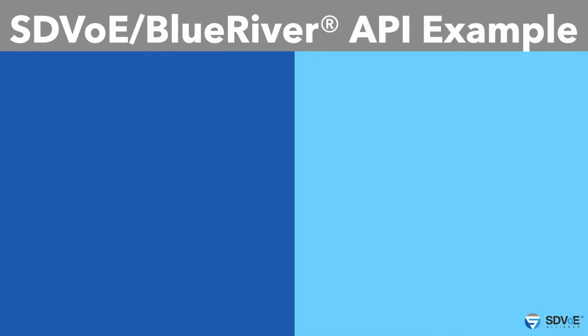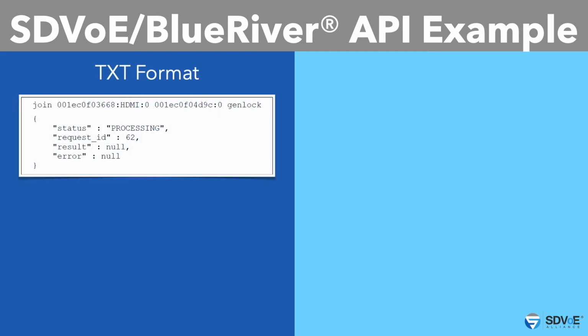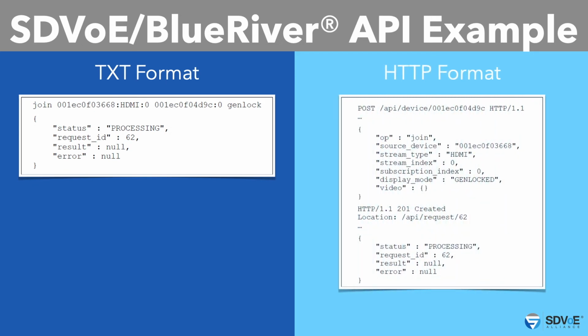So just another example of a command. For example, a command that is just to send a video from an encoder to a decoder. So the text format is quite simple. It's a join. You use the device ID and you specify what kind of stream you are generating between this encoder and a decoder. The HTTP format of the REST API is a little bit fatter. It is more verbose, but that is just the nature of the REST API or the HTTP format. It's more chatty than a standard command line interface.